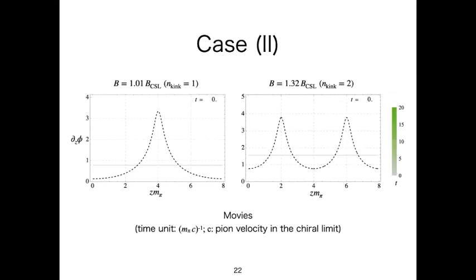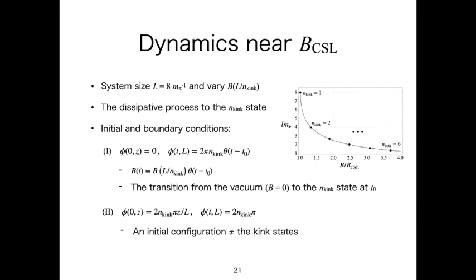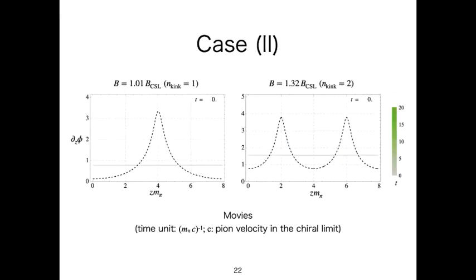So here is the second case. This is the derivative of the pion. We prepare the linear configuration of the pion, and the derivative is fixed as homogeneous. Then these dots will be the ground state. So let's look at it. Here you can see the initial flat configuration eventually becoming this kink structure. And it takes about 20 seconds in this time unit.